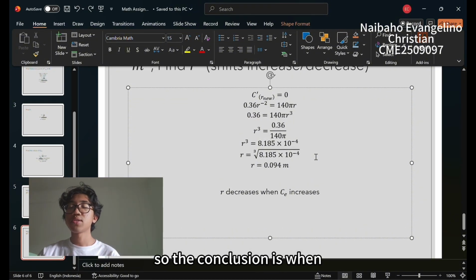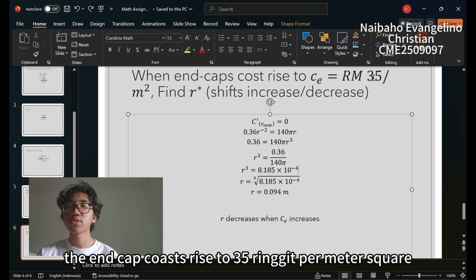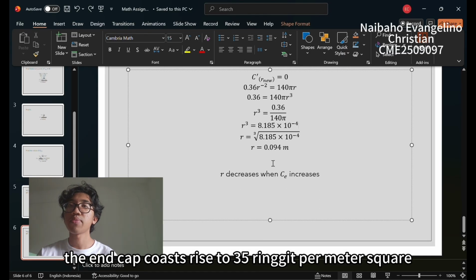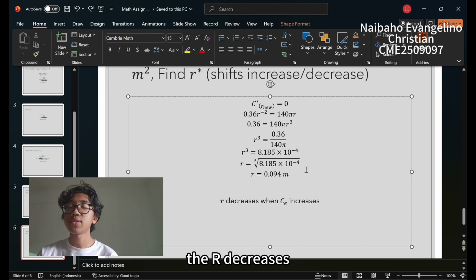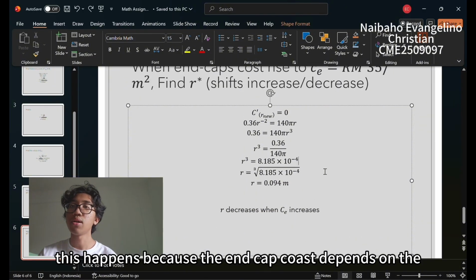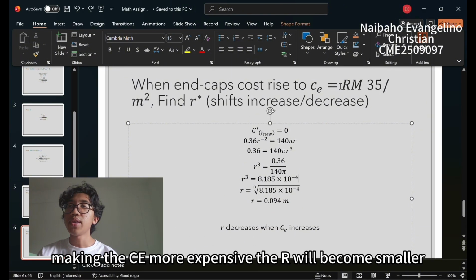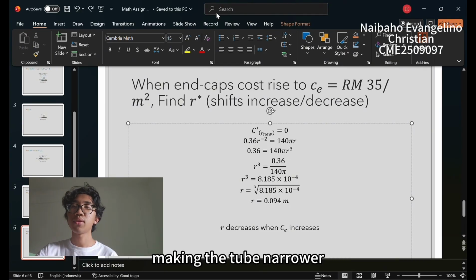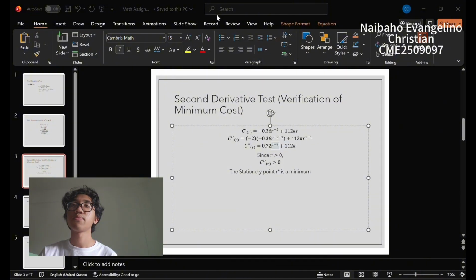So the conclusion is when the end cap cost rises to 35 ringgit per meter squared, the r decreases. This happens because the end cap cost depends on the r. So by making the end cap more expensive, the r will become smaller, making the tube narrower. That's all from me. Thank you.